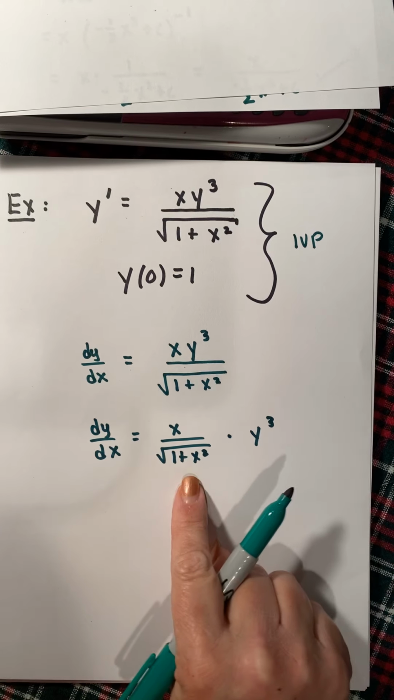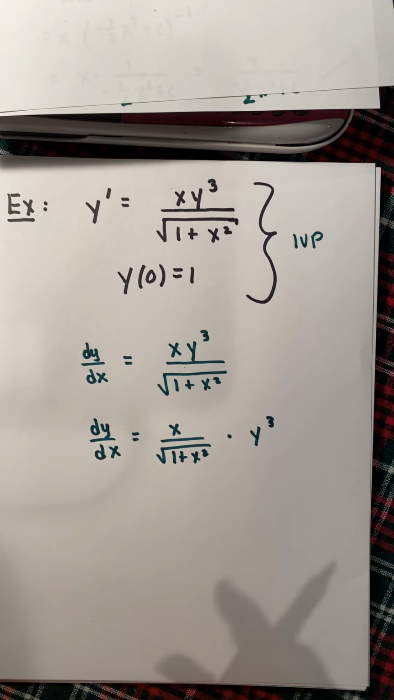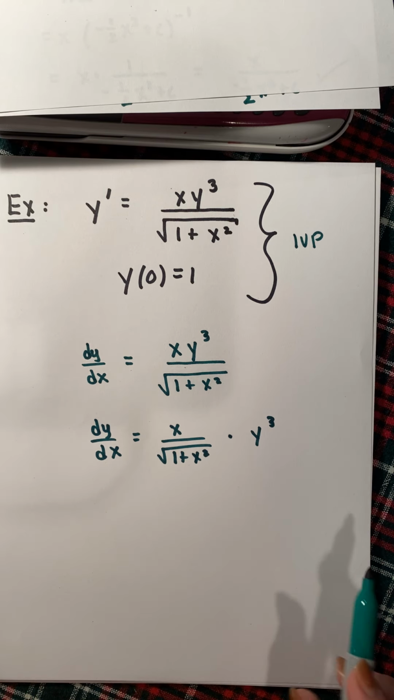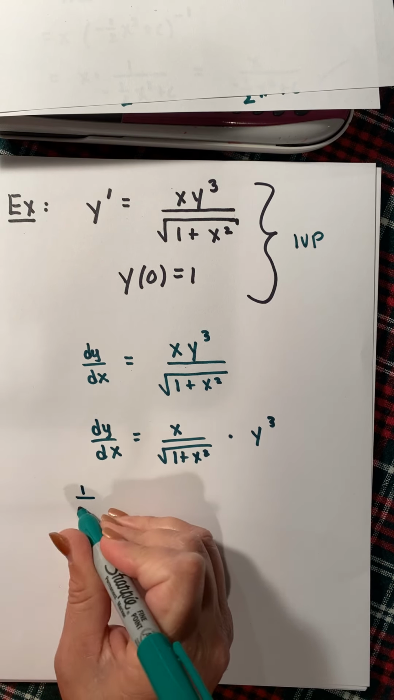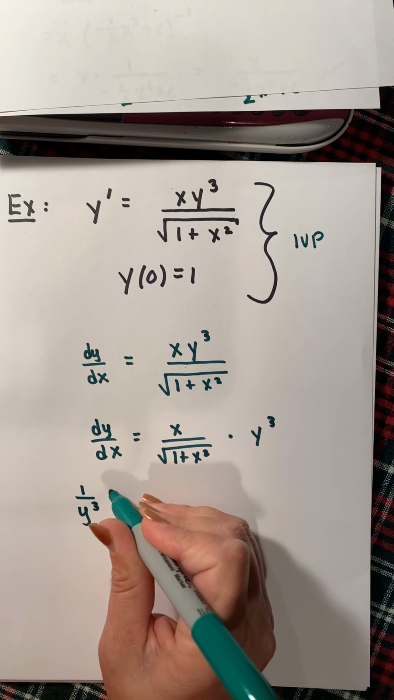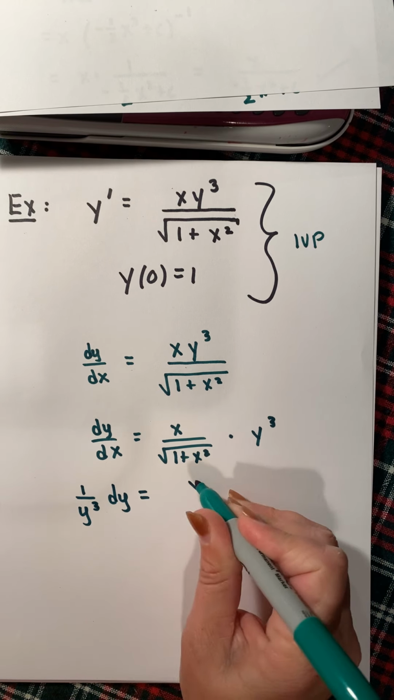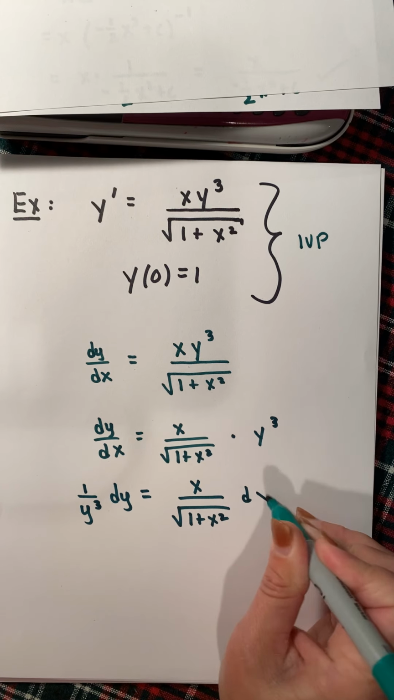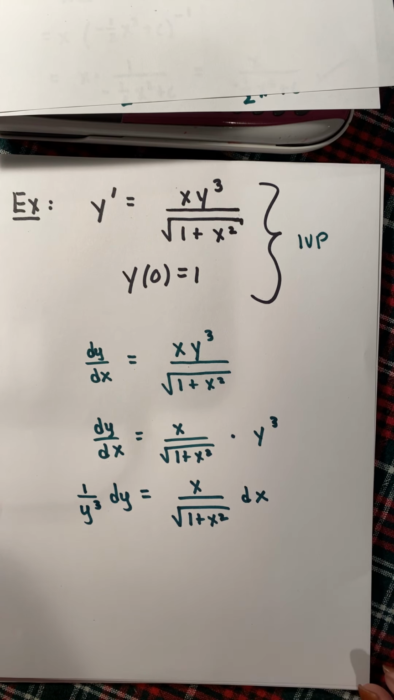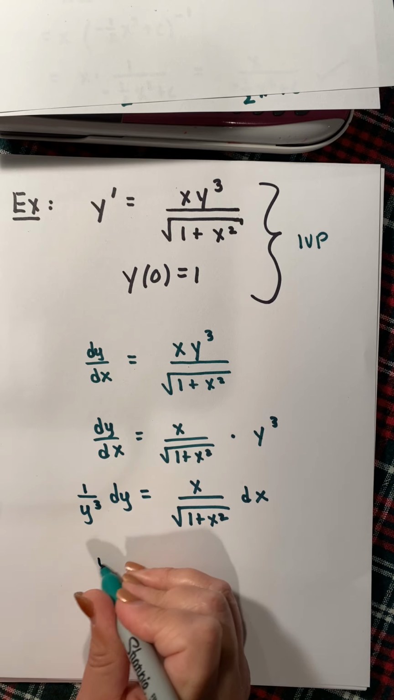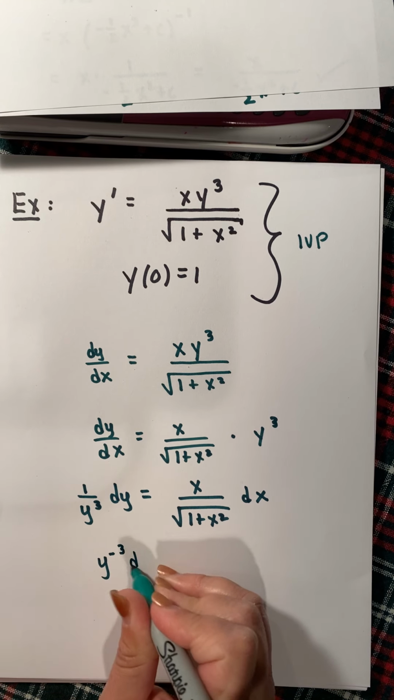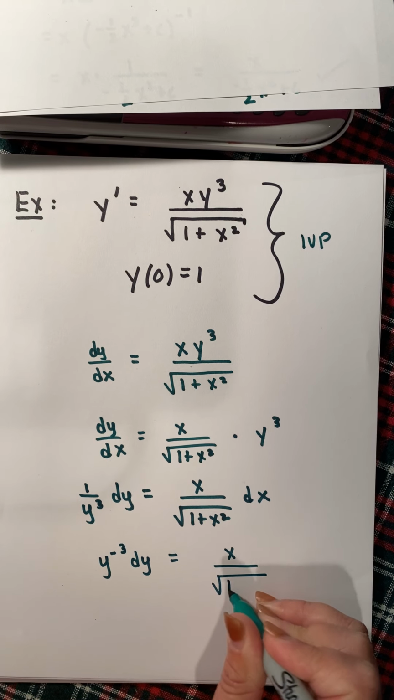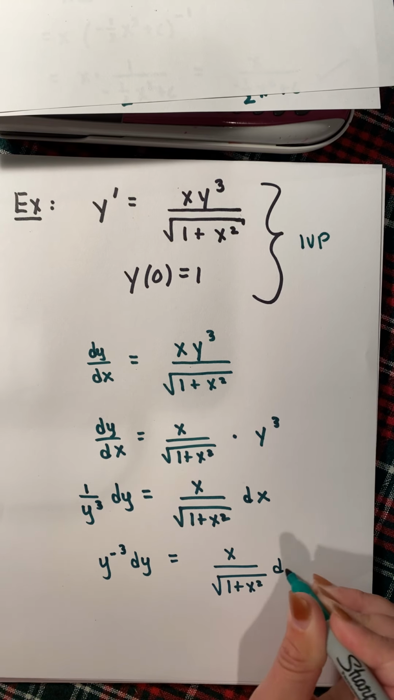So this is a function of x times a function of y. I'm going to bring the y cubed over to the left and the differential dx over to the right. I'm going to do this in one step to save time. 1 over y cubed dy equals x over the square root of 1 plus x squared dx. And I'm going to write this as y to the negative 3 dy equals x over the square root of 1 plus x squared dx.